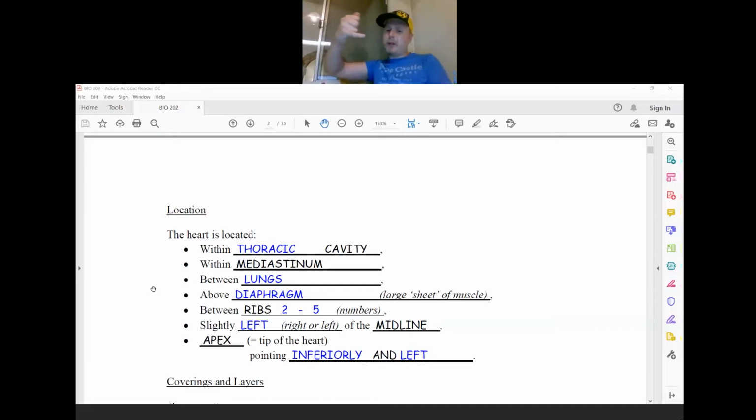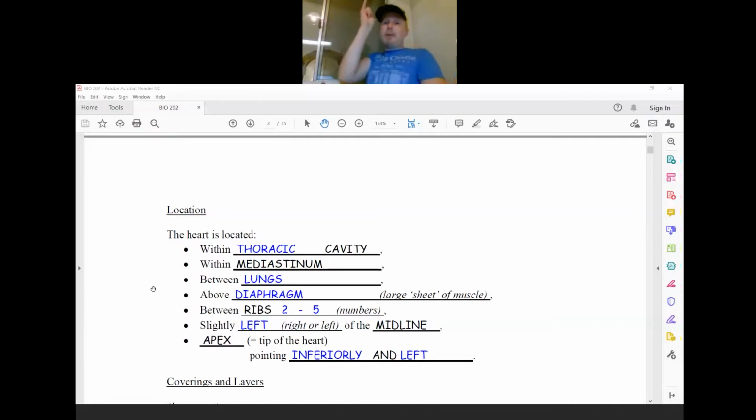And the very bottom of the heart contains an area that we call the apex. That's the tip of the heart. You'll notice that in some other structures, the tip might be the superior part. It's just the sharp end part of that structure. But in the heart, it's the bottom tip of the heart.